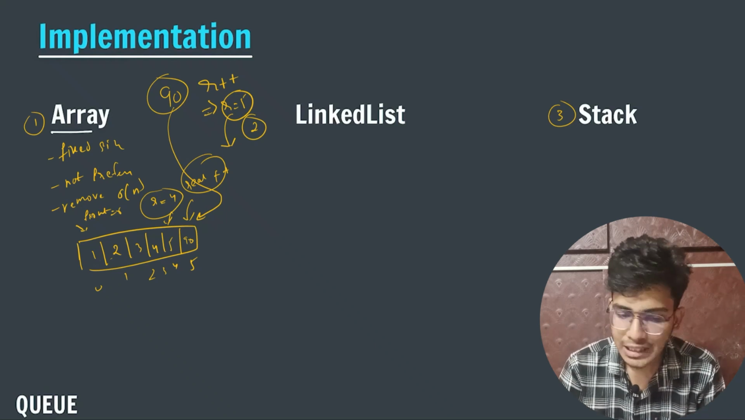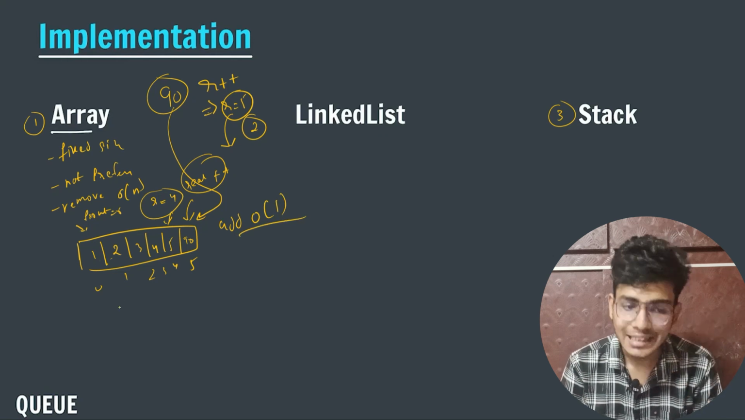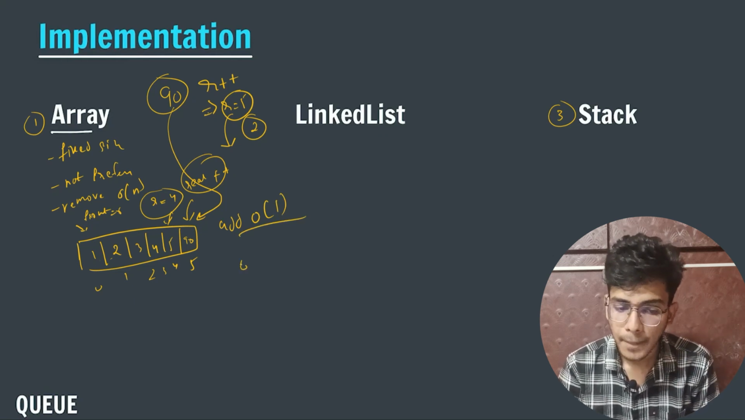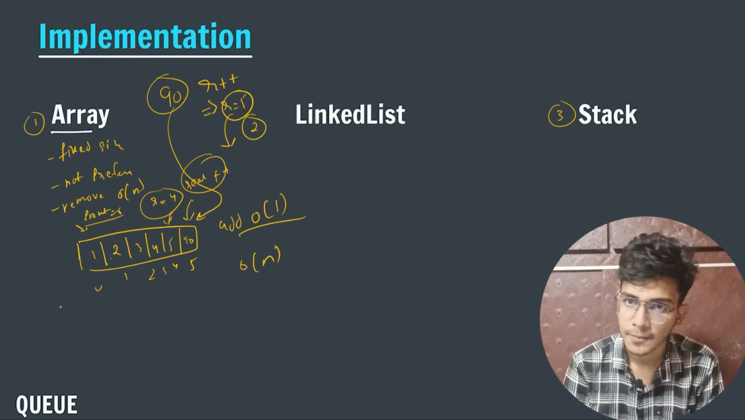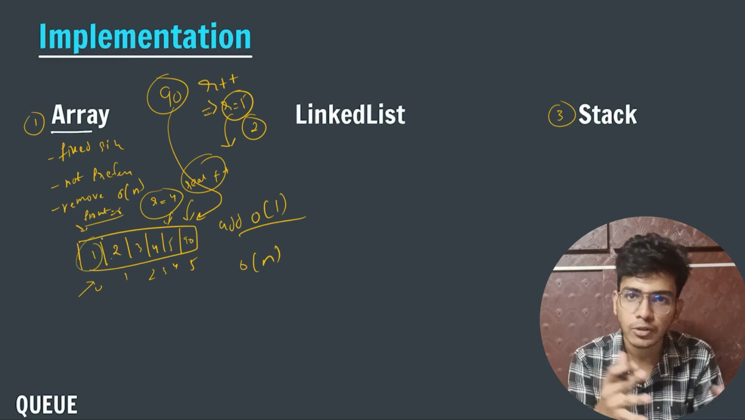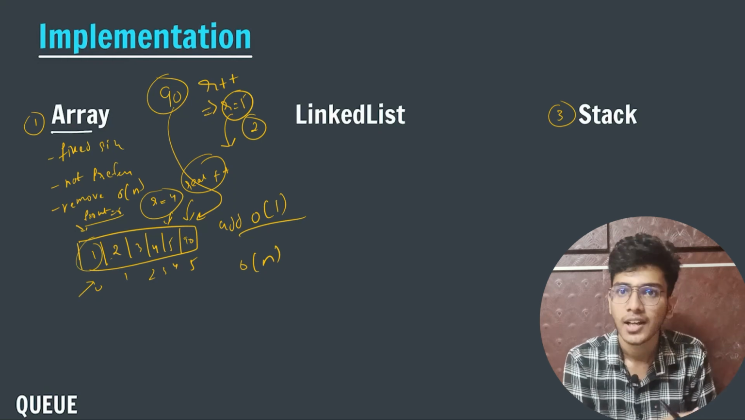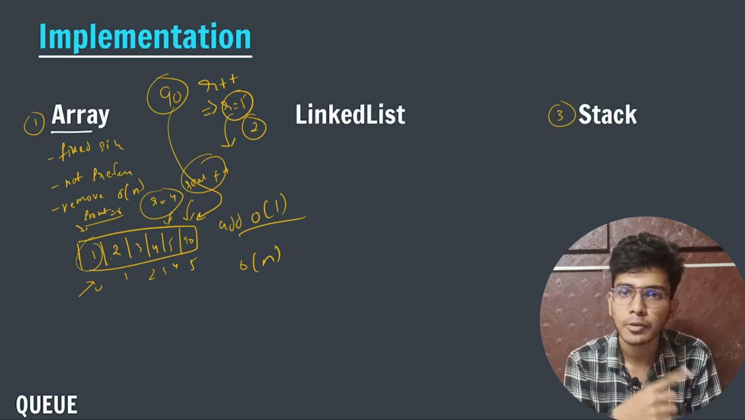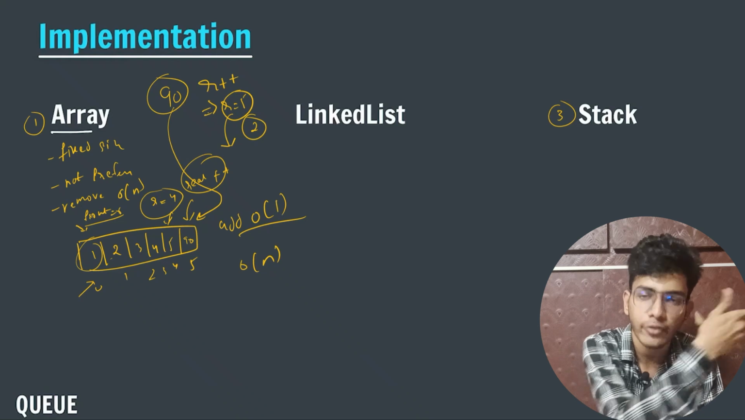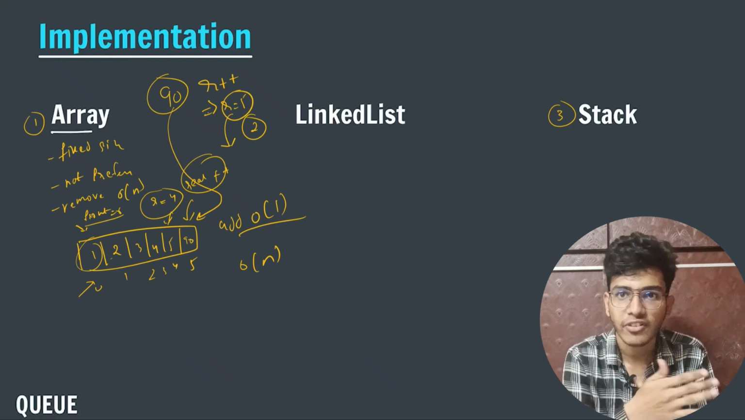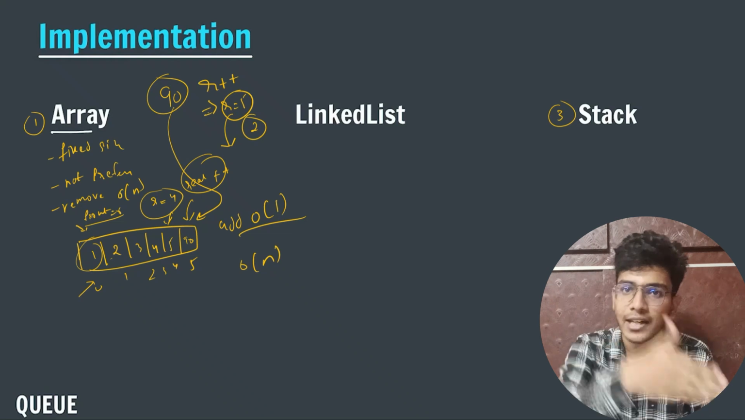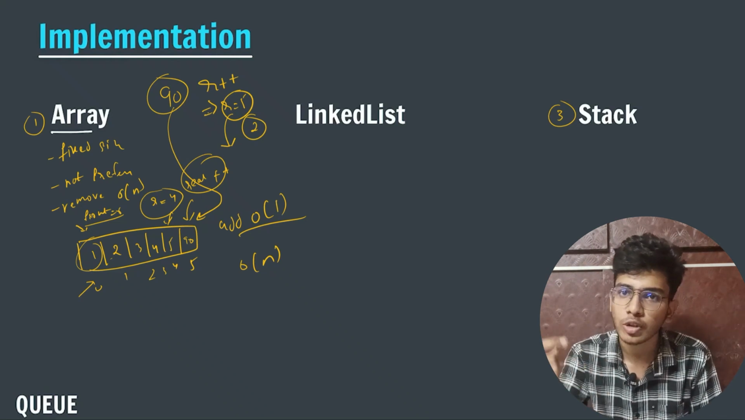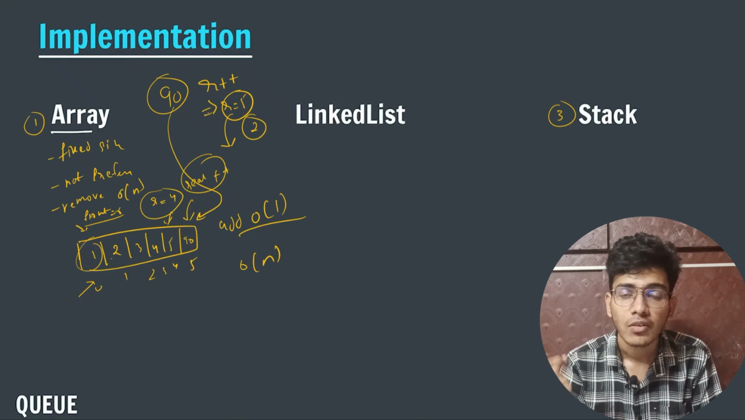So adding an element will take around big O of 1 time, whereas deleting a particular element will take big O of n, because let us say that this is my front, right? So after deleting this element, I have to move each and every element towards the front, right? So this moving of elements forward in my array will take big O of n, because I have to traverse each and every element and put it forward. When I delete my first element, I have to put the second element at first and the third element at the second position. So replacing elements for all the elements in our array will take big O of n time.